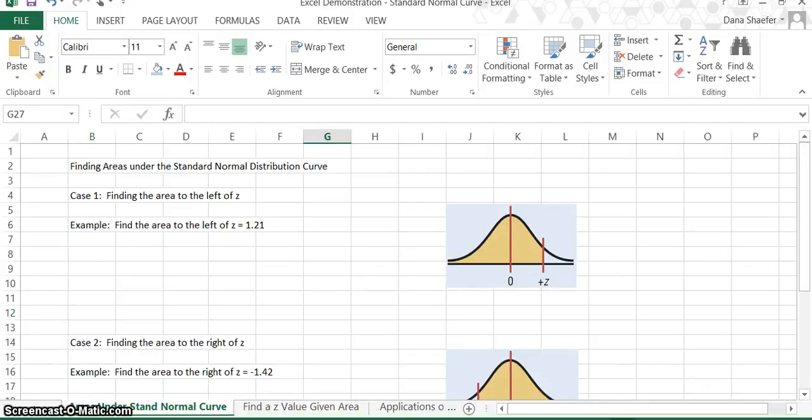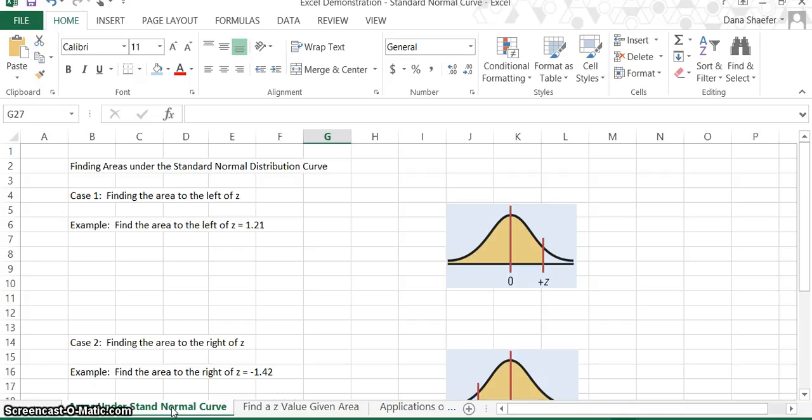In this Excel demonstration, we're going to talk about the standard normal curve. So I'm using the Excel workbook called Excel Demonstrations Standard Normal Curve. This workbook has 3 worksheets down here at the bottom: areas under the standard normal curve, finding a z-value given an area, and then some application problems. This demonstration is going to be specifically finding the areas under the standard normal curve. So we're going to work with this first worksheet.